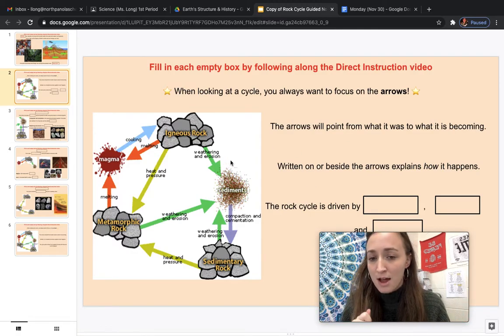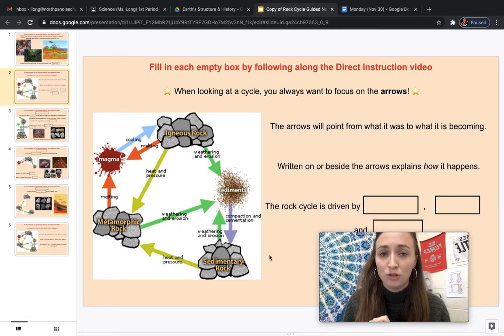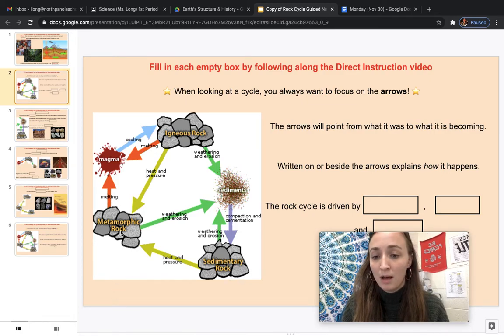So looking at the arrows, first, each arrow is going to be pointing from something to another thing. Whatever that arrow is pointing from is what it's starting as, and what it's pointing to is what that item is going to become. So if we look down here, we've got a sedimentary rock, and here we have an arrow pointing from that type of rock to a metamorphic rock. So if we're thinking about this part of the cycle, we're just talking about a sedimentary rock becoming a metamorphic rock. That's all that the arrow is telling us.